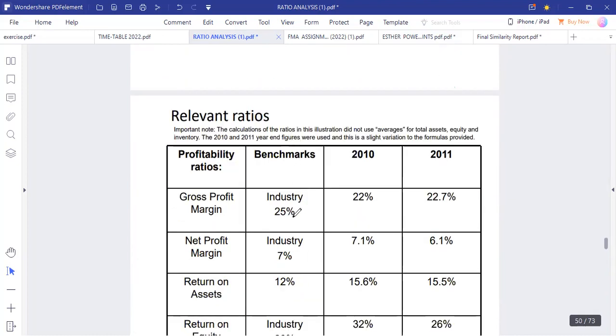The benchmark for the market industry may be, for instance, a profitability ratio of 25. But when you went to your calculations, you found that 2010 had 22 and 2011 had 27. So you can comment to say the performance improved, at least slightly. Then when you go to the net profit margin, you discover that the benchmark is 7%, but in 2010 we calculated 7.1, and in 2011 we had 6.1. So you need to investigate.